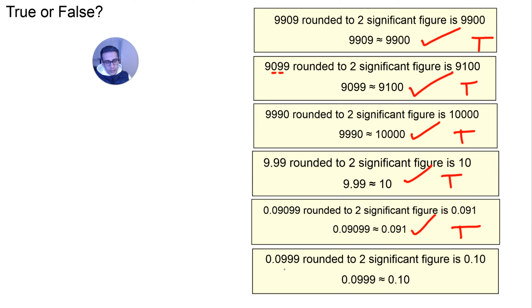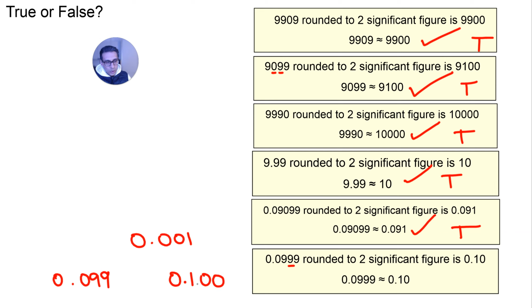So here we're going to look at the second significant figure, which is this 9 here, the middle one. And that means we're going to round to the nearest 0.001. So that becomes 0.099. And if you add 0.001 to that, that becomes 0.100.